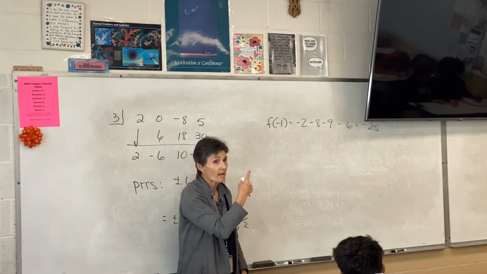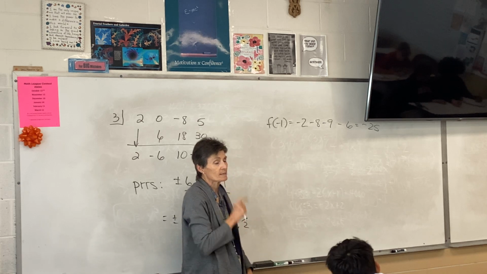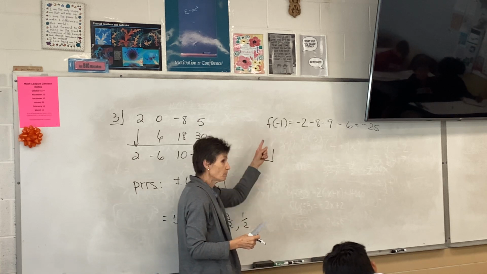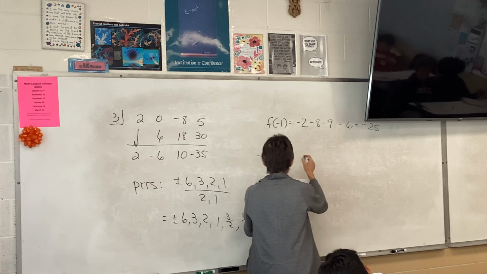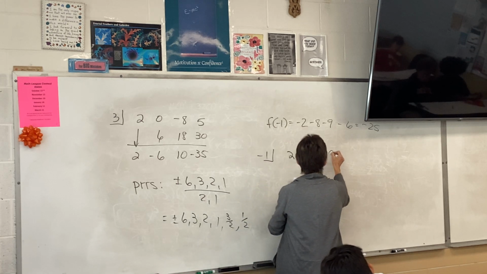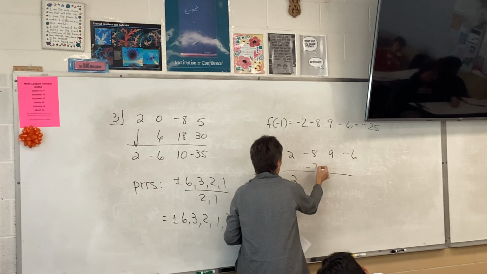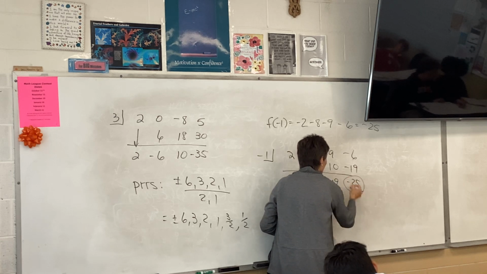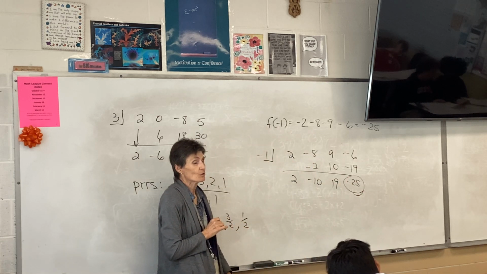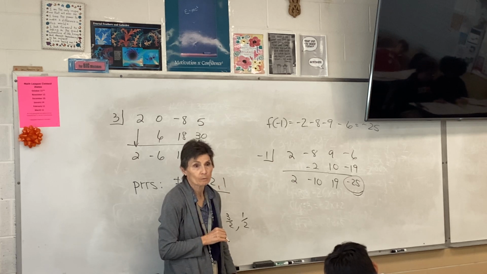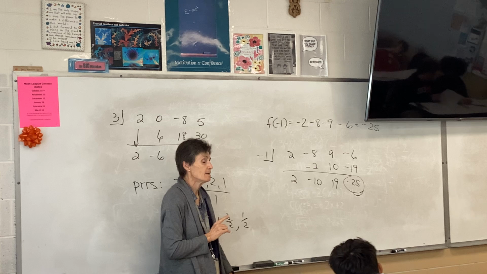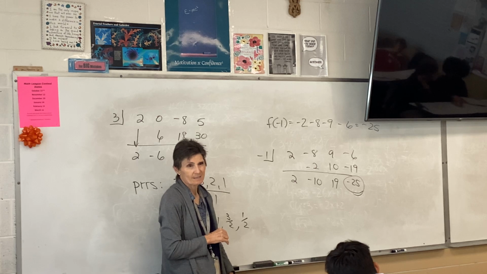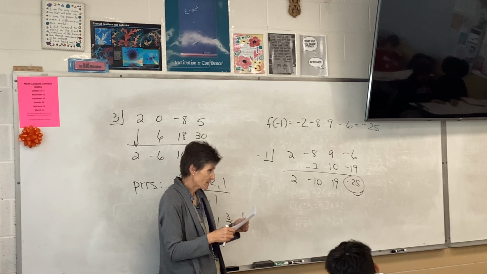What is your other option? That is definitely an option. What's another option? Divide. And if you divide, you would be dividing by the same number you plugged in, negative 1. And we have 2, negative 8, 9, negative 6. Look, what did the remainder turn out to be? Same thing, negative 25, just as we knew. So either way you do it, the answer is going to be no, because the remainder wasn't 0. Everybody good?